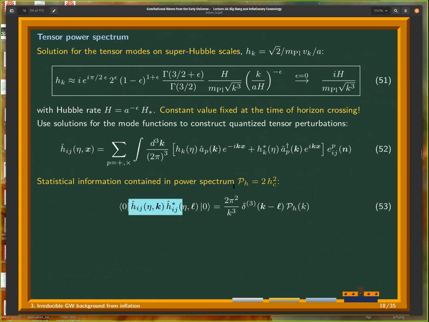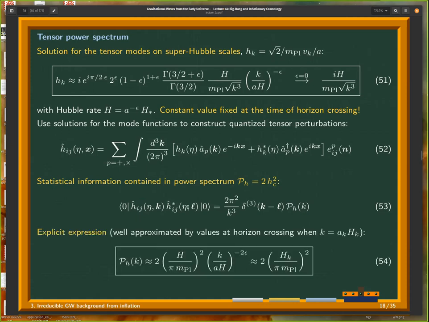This is typically called P_h. And here in this quantum field theory for the tensor perturbations, we calculate a quantum expectation value. This gives us P_h. But if I identify this quantum expectation value with a classical ensemble average at later times, this P_h is basically very much the same as the characteristic strain, which I can also calculate from such an expectation value of Fourier modes. All right, so if I do this, then I get this explicit expression for the power spectrum.